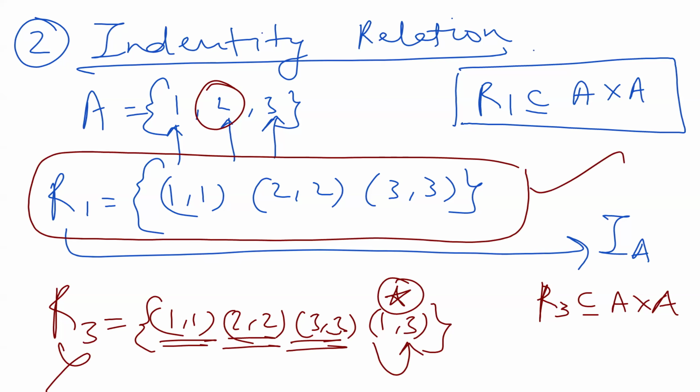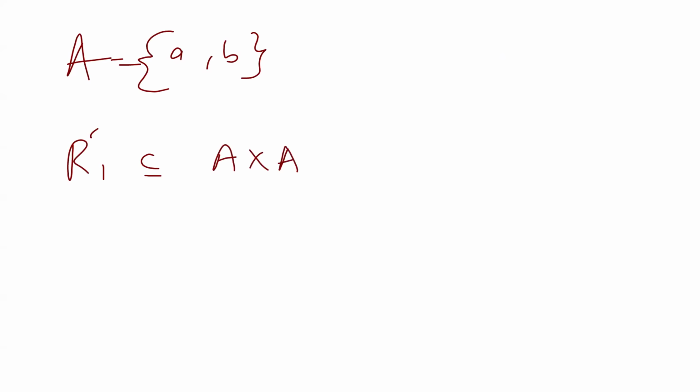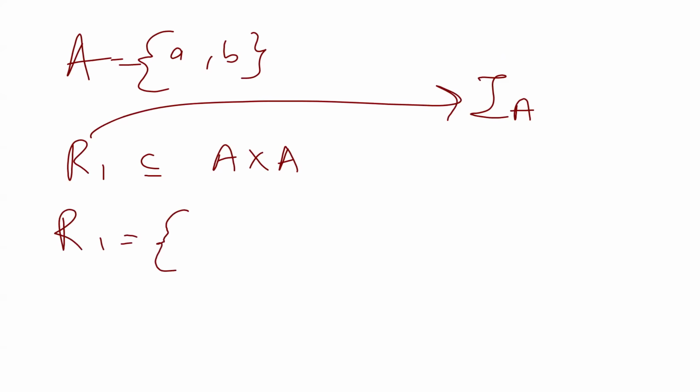I'm giving more examples so that there is no confusion later on. A is equal to {a, b}. Now R1 is a subset of A cross A and R1 is an identity relation on A. So will you tell me what is R1 then? It's an identity relation, huh? R1, it's on A cross A. So what will be the ordered pairs in R1? Specific ordered pairs, I'm asking.